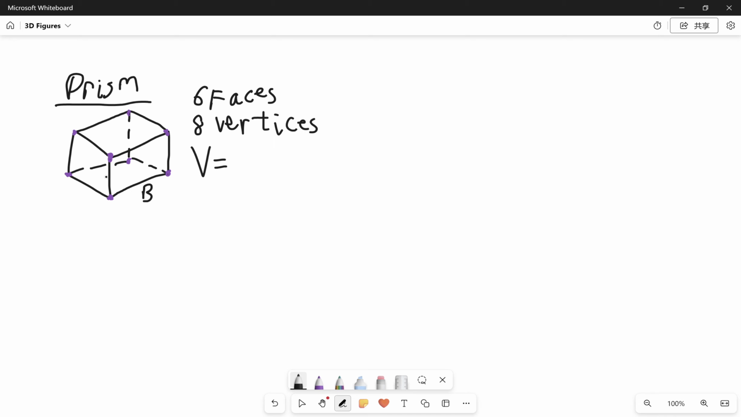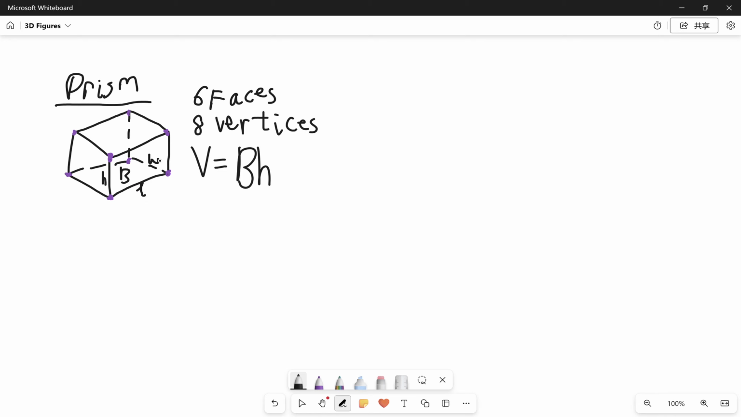So what's the base and what's the height? This part, the bottom part here, is the base, and this side is the height. So that equals base times height. Pretty straightforward, right? If you have a rectangle down there, and you know its area, and you keep moving it up this much, then you've gone through the whole prism. So that's just the volume, base times height.